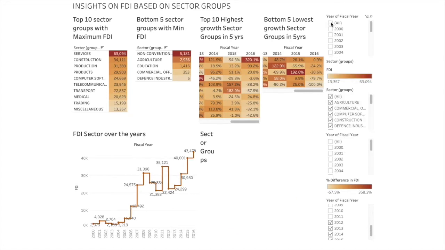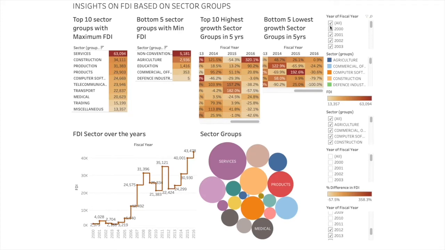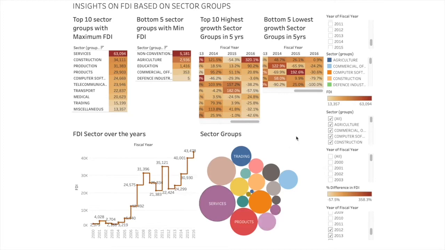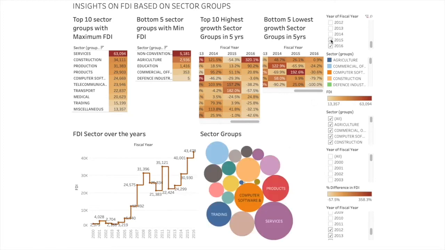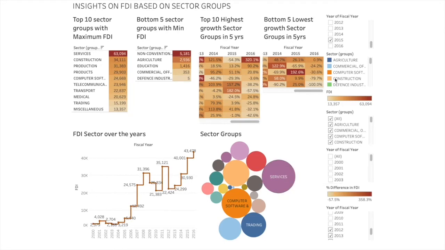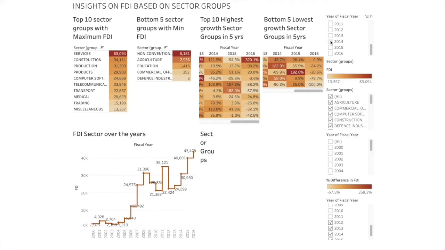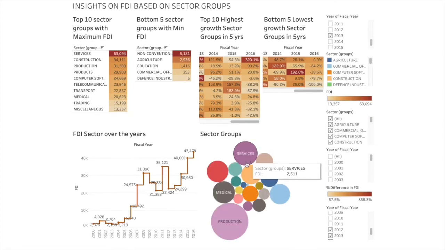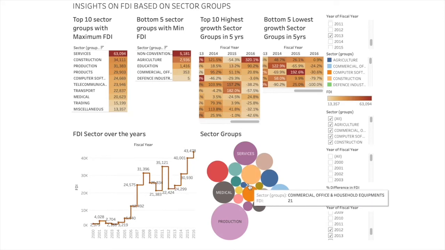So I think we can use this. If I want to see just for 2016, we can see it over here. I think services have been very consistent. In 2015, services was on top. In 2014 it was still on top, still receiving the most investment. In 2013, production took over, and then services had to reduce. And then there was medical, there was construction, there was products, and then the least.